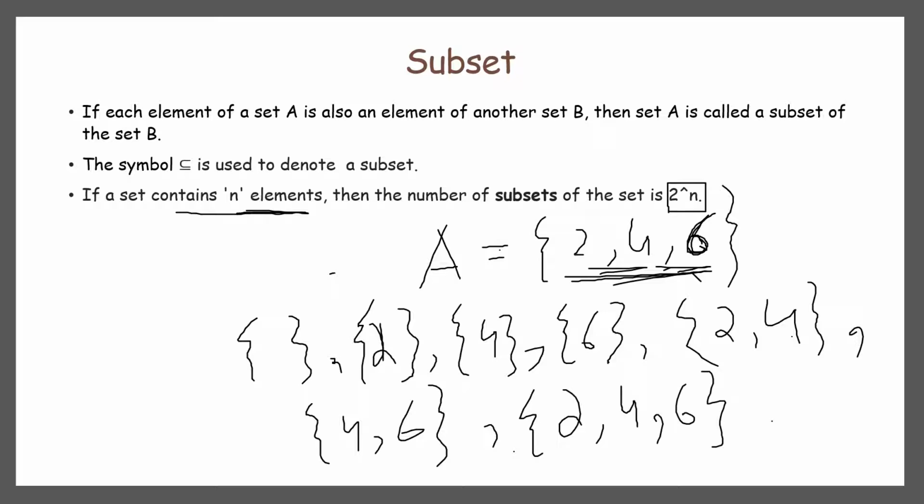So how many are these? Let's count: 1, 2, 3, 4, 5, 6, 7. Okay, we need to make one more set. What combination can it be? 2 and 6, because we have not written 2 and 6 in any set, so it will be {2, 6}. Okay, now they are 8, and no more subsets can be made from this set A. So it has 8 subsets. So this is how we make subsets of a given set. Now let's move on to the next slide.